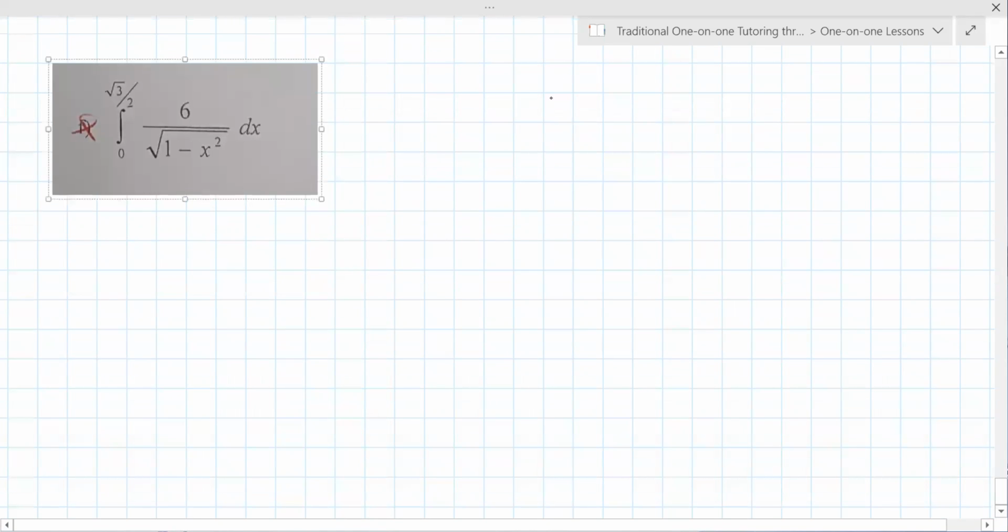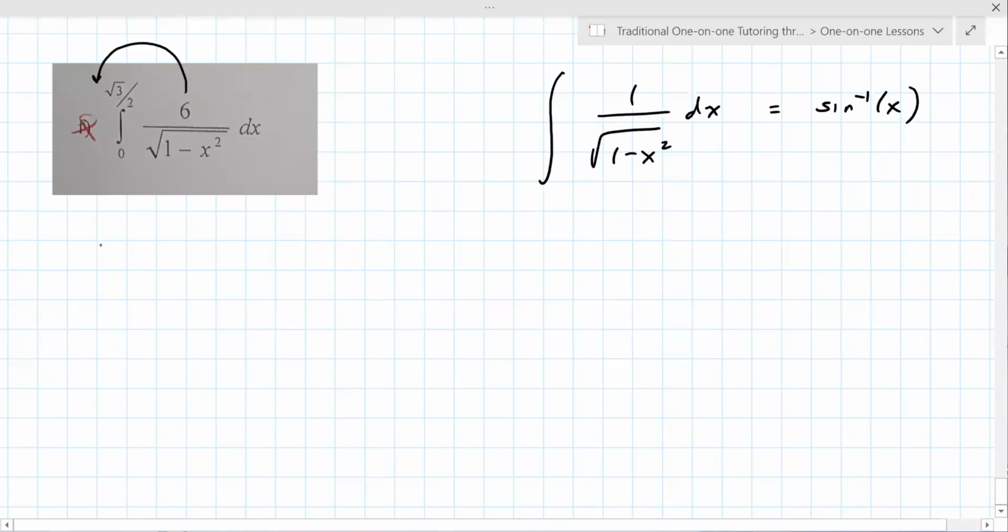The next one is kind of straight from that list. If you look at the integral of 1 over square root of 1 minus x squared dx, this is arcsine of x. And if you don't know that, you have no chance. So you can bring this 6 out: 6 integral from 0 to square root of 3 over 2 of 1 over square root of 1 minus x squared dx.